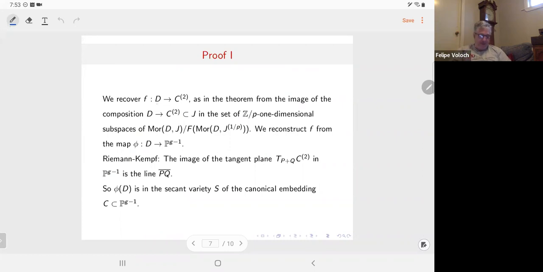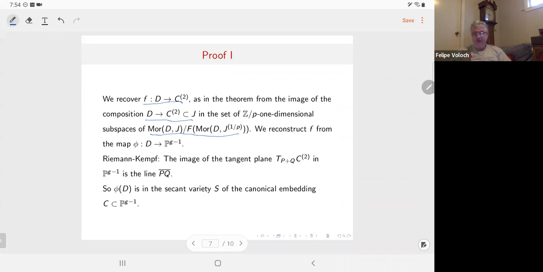So I want to start with a map from D to C2. As I said before, the symmetric square parameterizes divisors of degree 2, so it naturally embeds in the Jacobian. So from this map, I get a map from D to the Jacobian, and so I get an element in this group. And I can take the one-dimensional subspace generated by this map. And I claim that I can recover the map from this information.